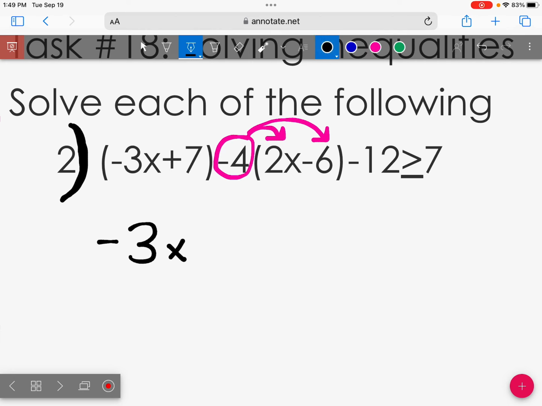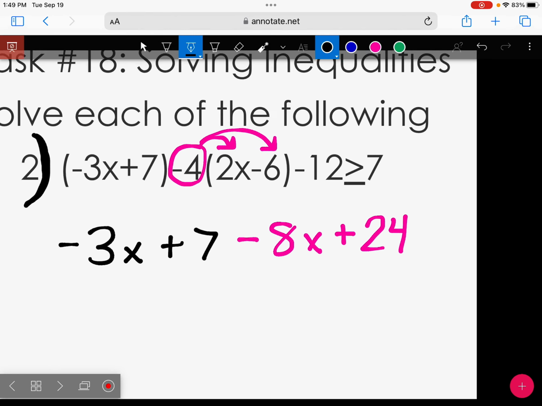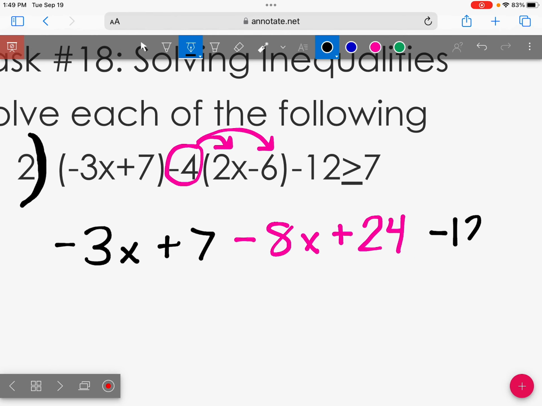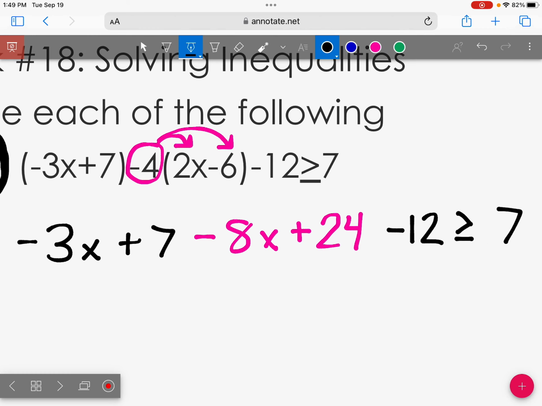Minus 3x plus 7. Then we're going to have our minus 4 times 2x, giving us minus 8x. Minus 4 times minus 6 gives us plus 24. And we have the rest of our inequality sitting here. Minus 12 greater than or equal to 7. So we just distributed and dropped our parentheses.